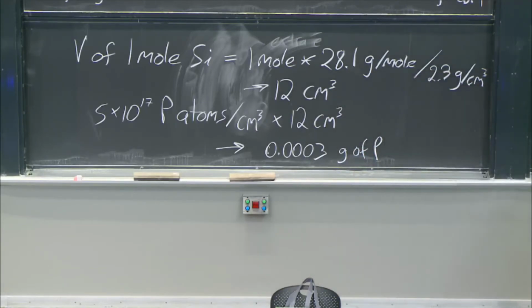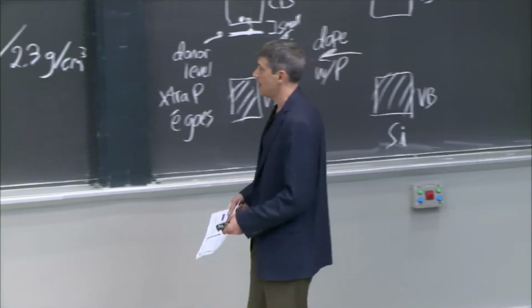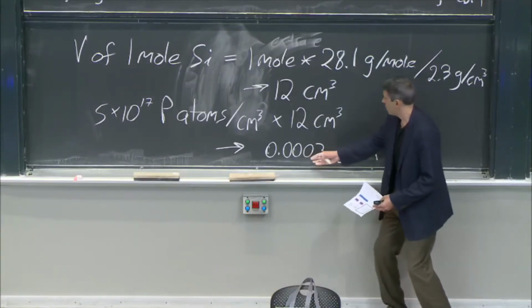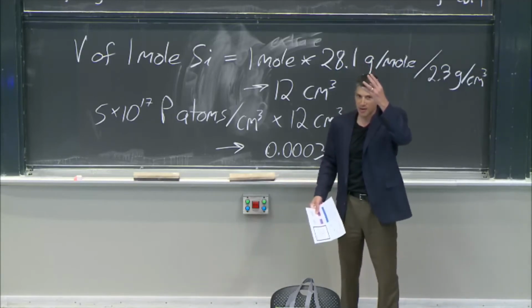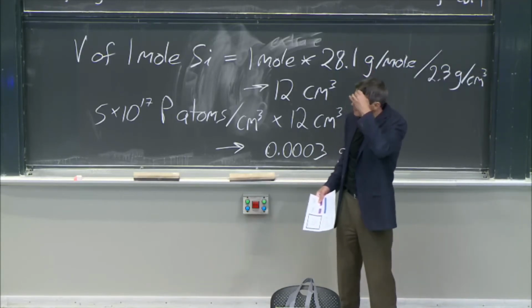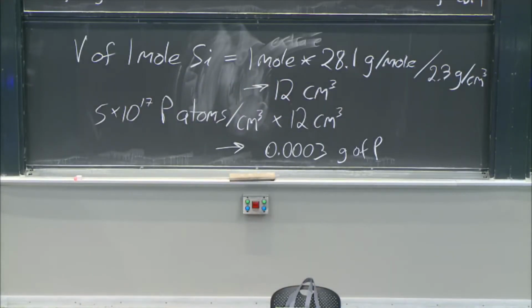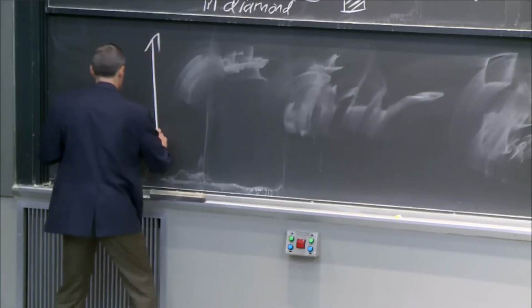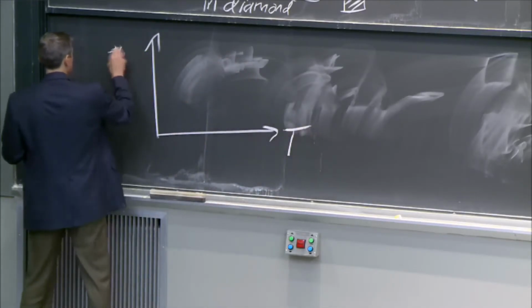That's really not much. You see why it's called an impurity. I have all this silicon, and I only need 0.0003 grams of phosphorus, and I've bumped up the number of carriers by orders of magnitude. Not only that, I've done something really important as well. You can see this if I plot temperature versus number of carriers.